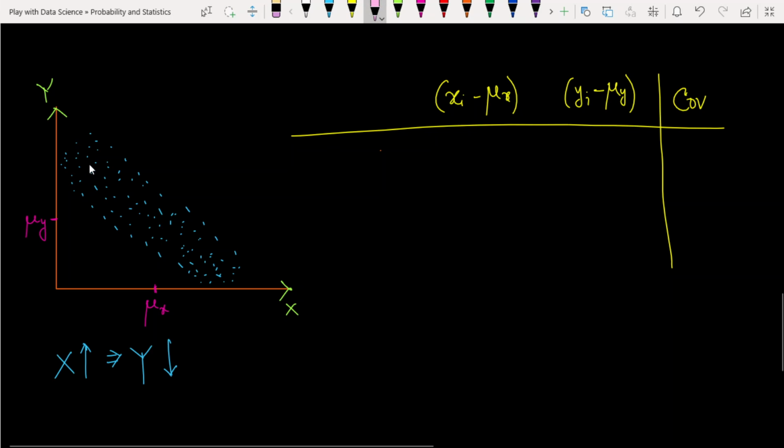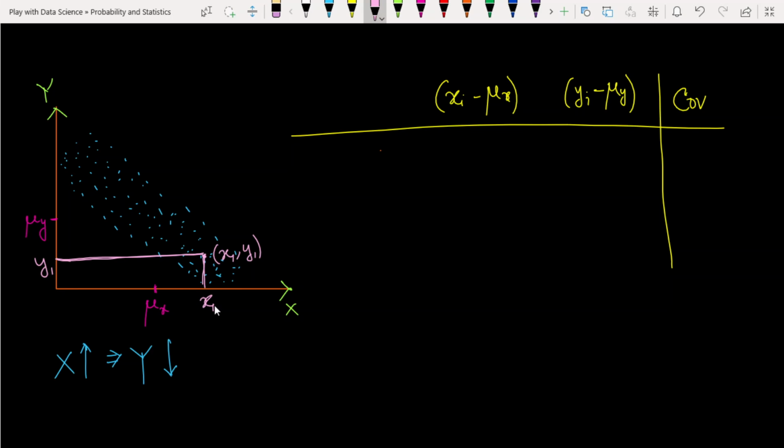Suppose let's take the first value here, a point further away. I take the first point as x1, y1, and its corresponding y value will look like here, somewhere here. This is the x1 and this is the y1 value.